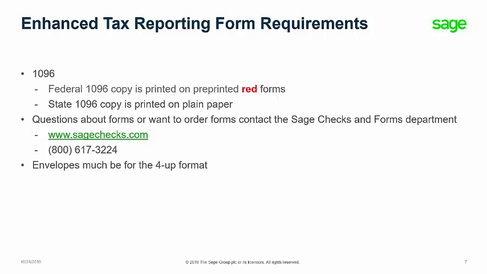If you do have any questions about forms or want to order forms, you can contact the Sage Checks and Forms department on the web at www.sagechecks.com, or you can call them at 800-617-3224. Also, don't forget to make sure that you buy the envelopes that are designed for the 4-up format, sending out to your employees or your vendors.